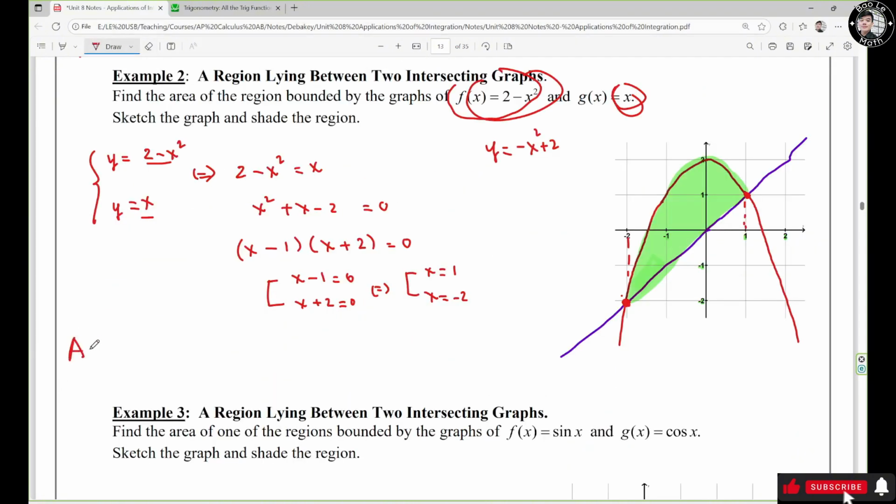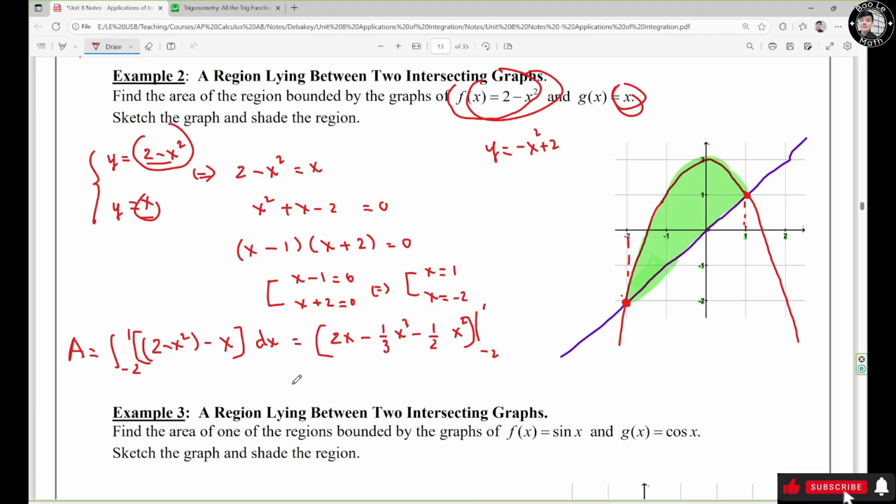Alright, so the area should be the integral from negative 2 to 1 of the upper function subtract the lower function. So the upper function is this one right here, so you have 2 minus s squared, subtract the lower one, which is this one, ds. Alright, now you're going to take the antiderivative of this one. It's going to be 2s minus 1/3 s cubed minus 1/2 s squared, evaluated from negative 2 to 1.